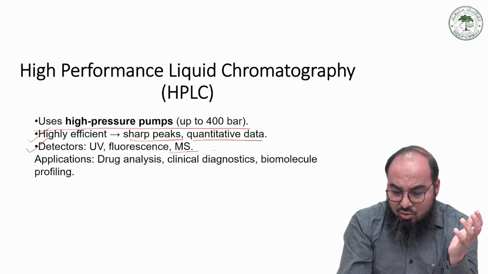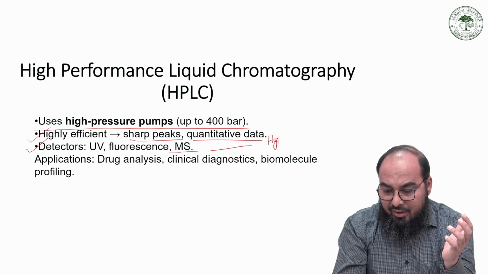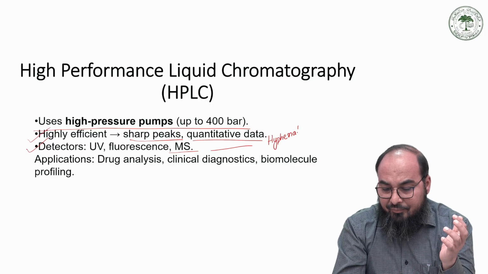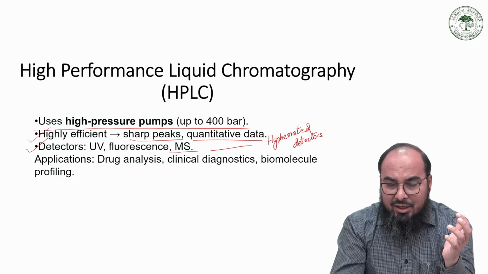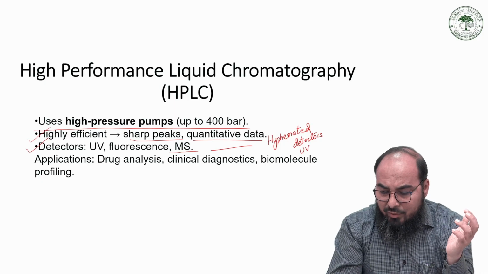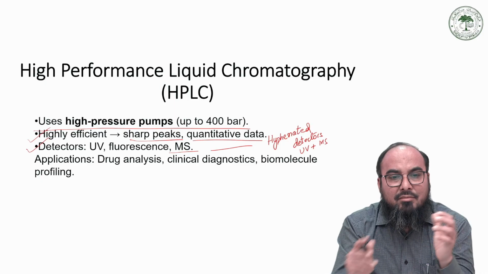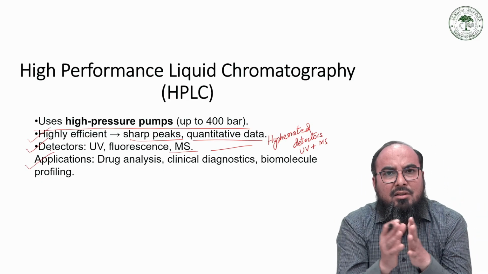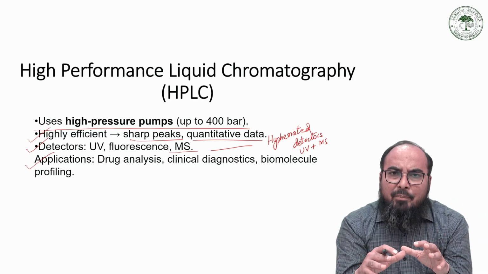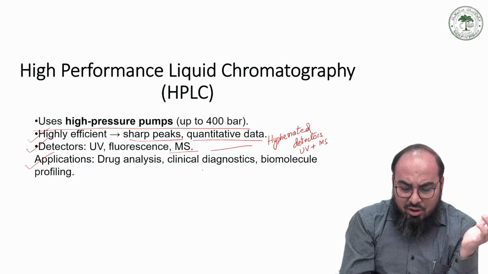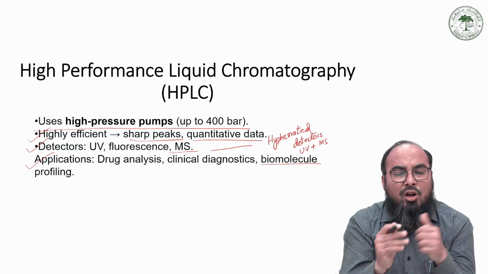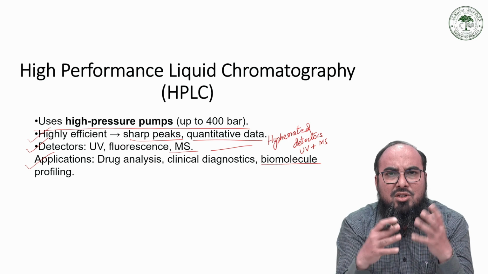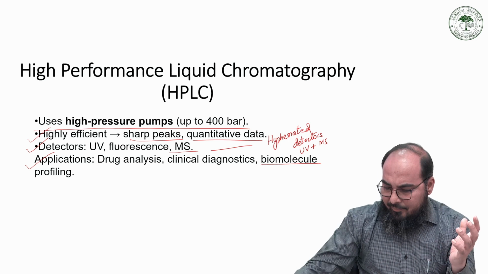That is, you can use a hyphenated detector, that is more than one detector. For example, you can use UV plus MS. This is very good for detecting drugs, for checking the purity of drugs in clinical diagnosis as well as in biomolecule profiling. So this is one of the most advanced separation techniques.